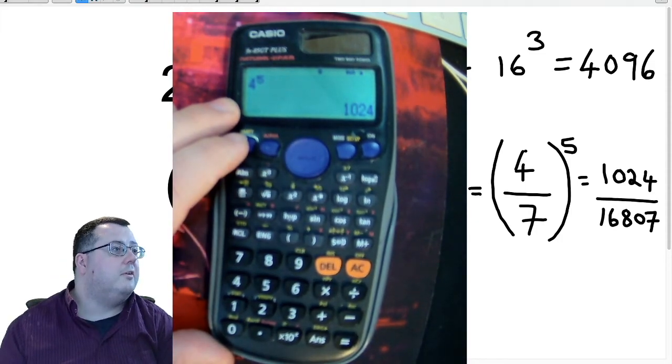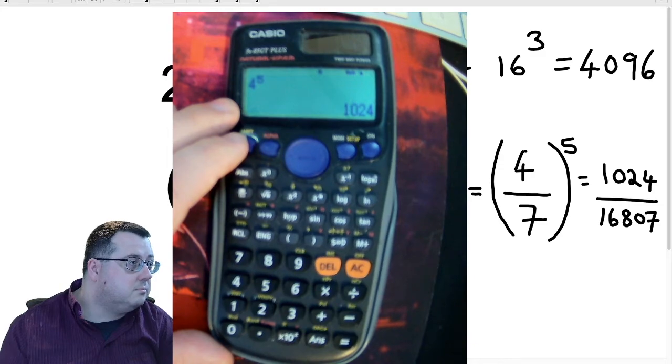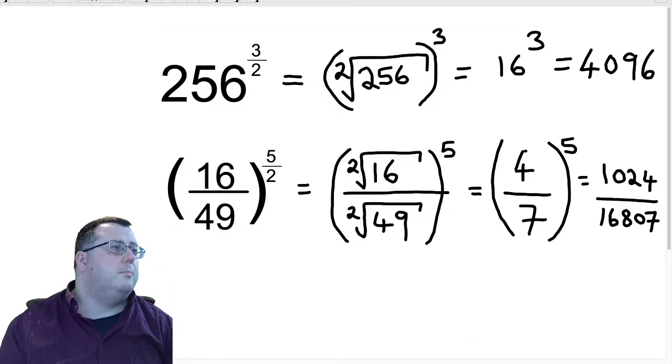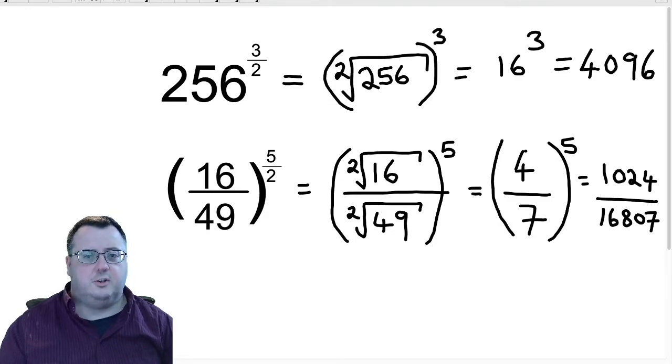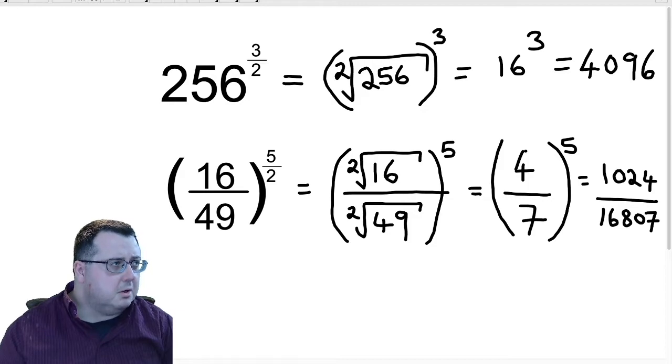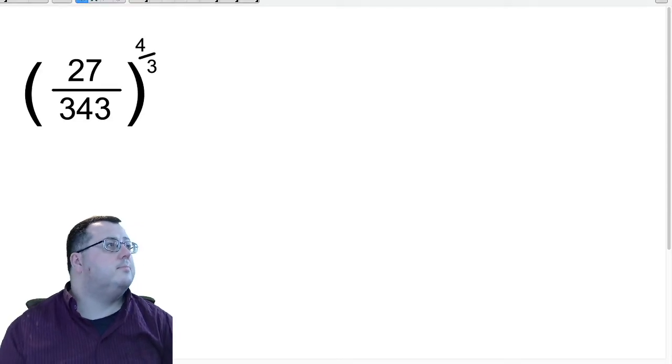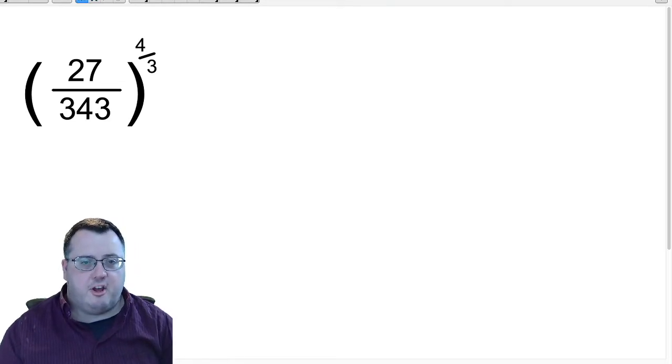So I'll move my calculator now. It's really simple when you know what's going on, that your denominator is your root and your numerator is your power, or what you raise to. I'm going to do one final example, and that's this. 27 over 343 raised to the power 4/3.